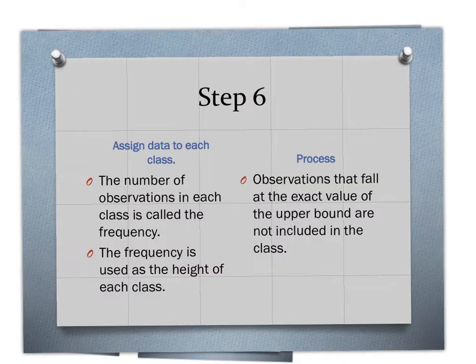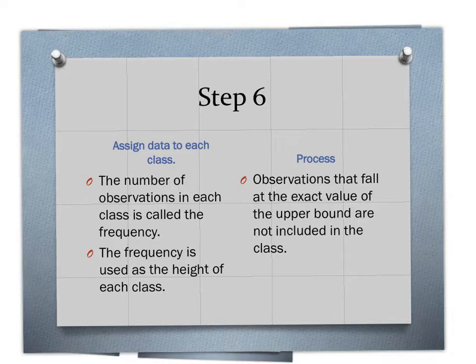The next step is to determine the frequency and relative frequency of each class. Remember, frequency is how often something occurs, and relative frequency is how often something occurs with respect to the total. To determine the frequency of each class, we look at the lower and upper bounds and determine if that observation fits in the class or not.